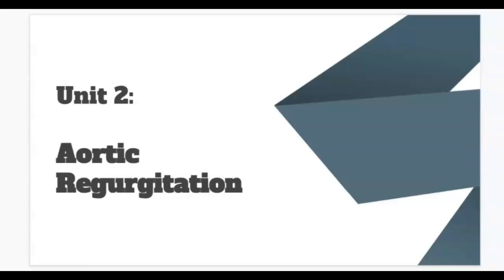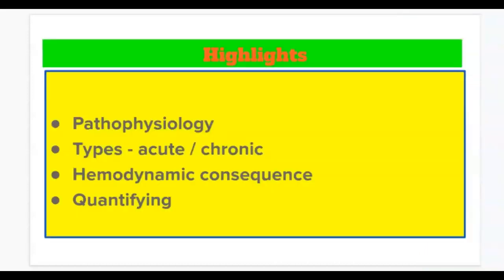We're starting Unit 2 now, and our first topic of discussion is going to be aortic regurgitation, or aortic insufficiency, however you want to say it. So we'll be discussing the pathophys of such, types of regurgitation, AI types, either acute and chronic would be the two types we're going to discuss, the hemodynamic consequence of each, and how to quantify aortic regurgitation according to the guidelines.